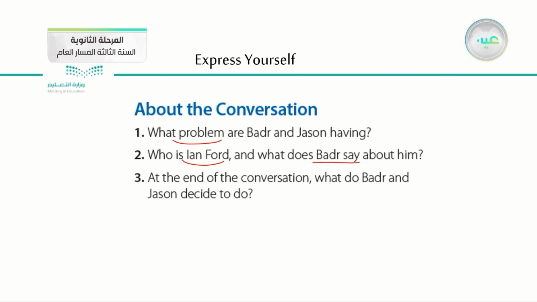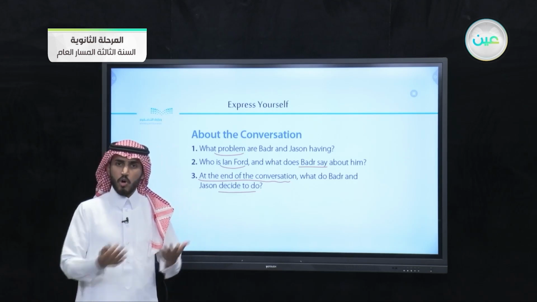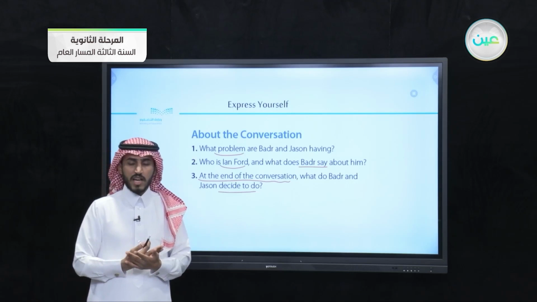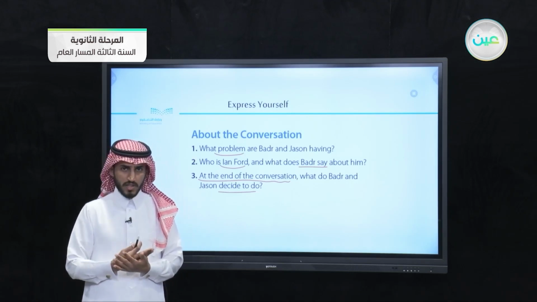Number 3, at the end of the conversation. So here we're talking about something at the end of the conversation. You don't have to scan anything in the beginning. What do Badr and Jason decide to do? They have decided to do something. So what did they decide to do? Now, you can pause the video right now, go back to the conversation and do the exercise on your own. And after that, come back to check the answers with us.